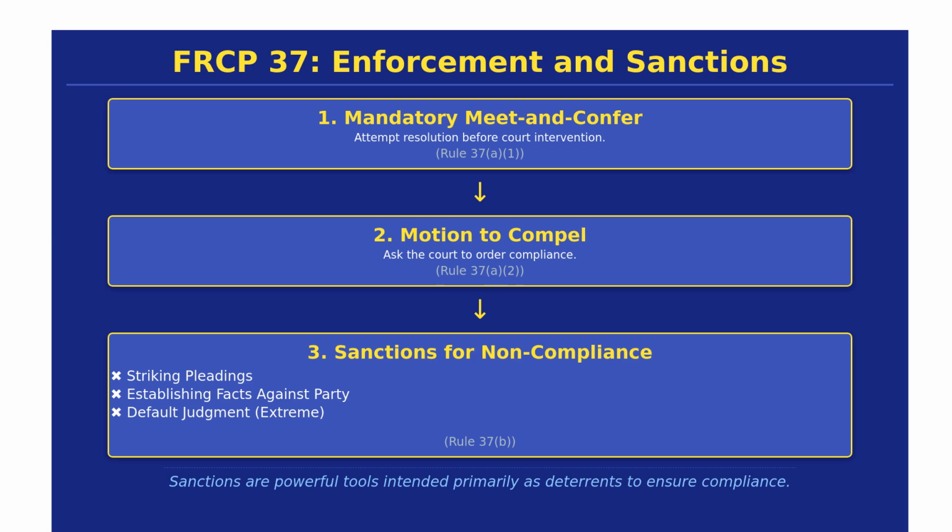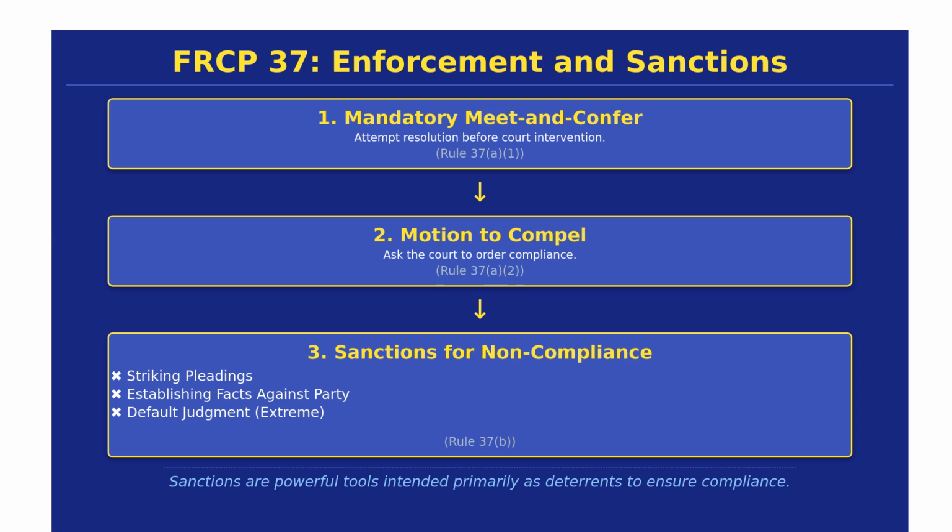Before seeking judicial intervention, Rule 37 mandates a crucial first step: the meet and confer requirement. Parties must genuinely attempt to resolve the dispute without court involvement. If this informal process fails, the aggrieved party may file a motion to compel discovery responses under Rule 37(a). This motion asks the judge to issue an order forcing compliance.